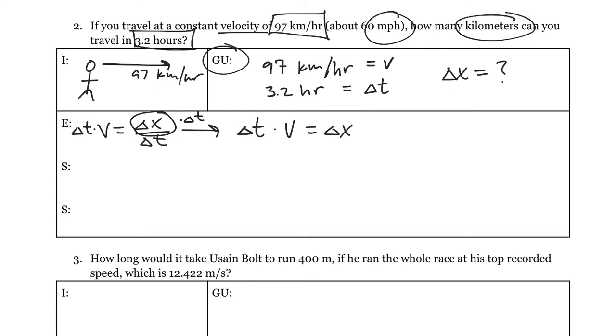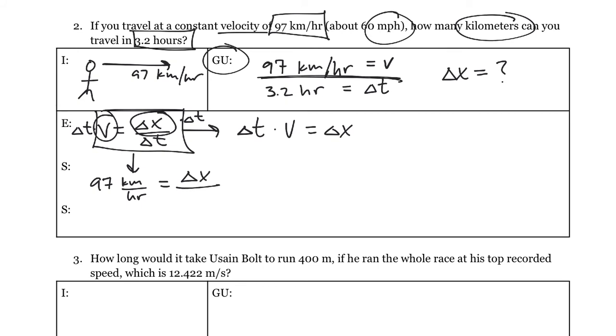The other option was to take your original v equals delta x over delta t and just straight up substitute before doing any algebra. Okay, so I'm going to show you how that one works. That would be, starting with the v, you go look in your givens and go ahead and plug it in. So do 97 kilometers per hour equals delta x, which we don't know, so we leave it alone, divided by delta t, which we found up here. And delta t is 3.2 hours.